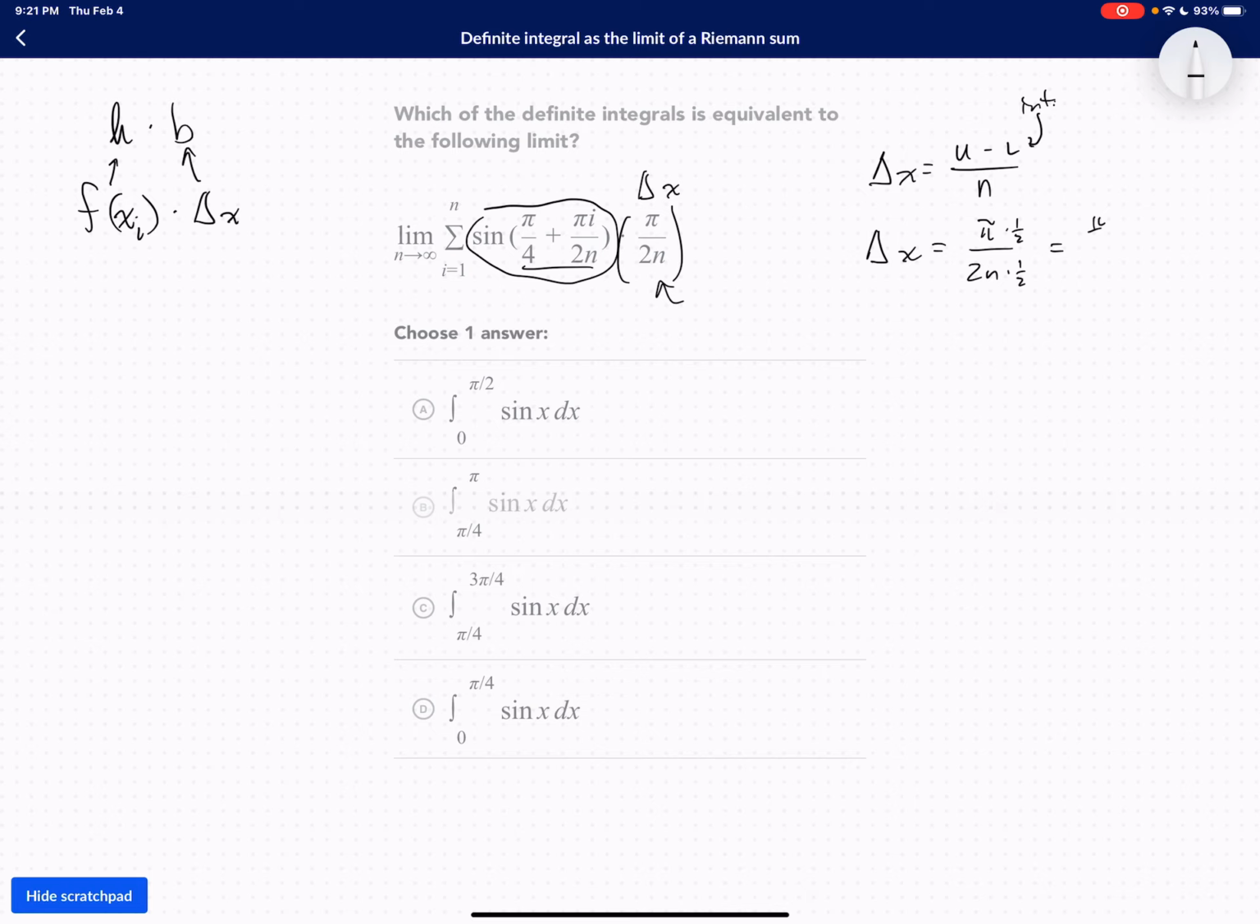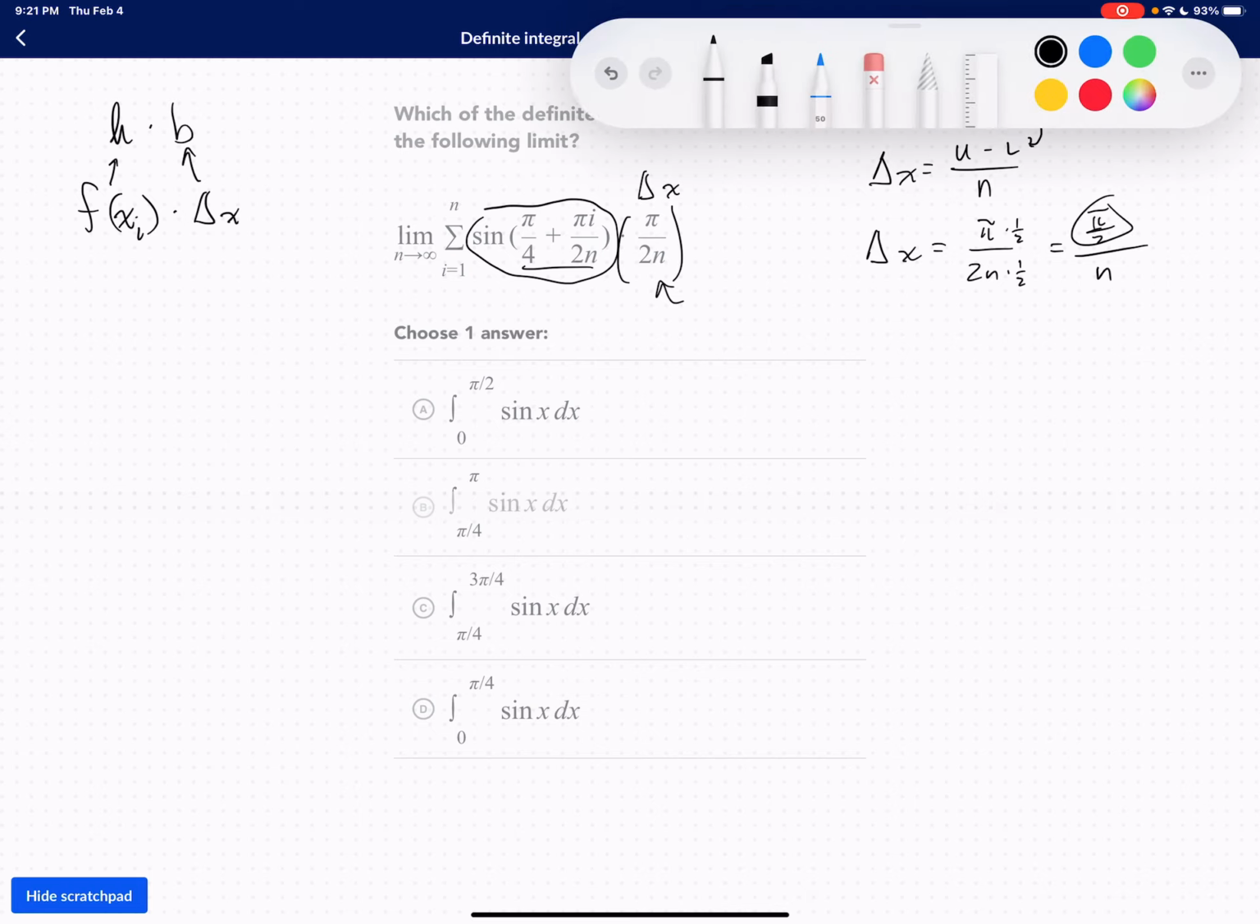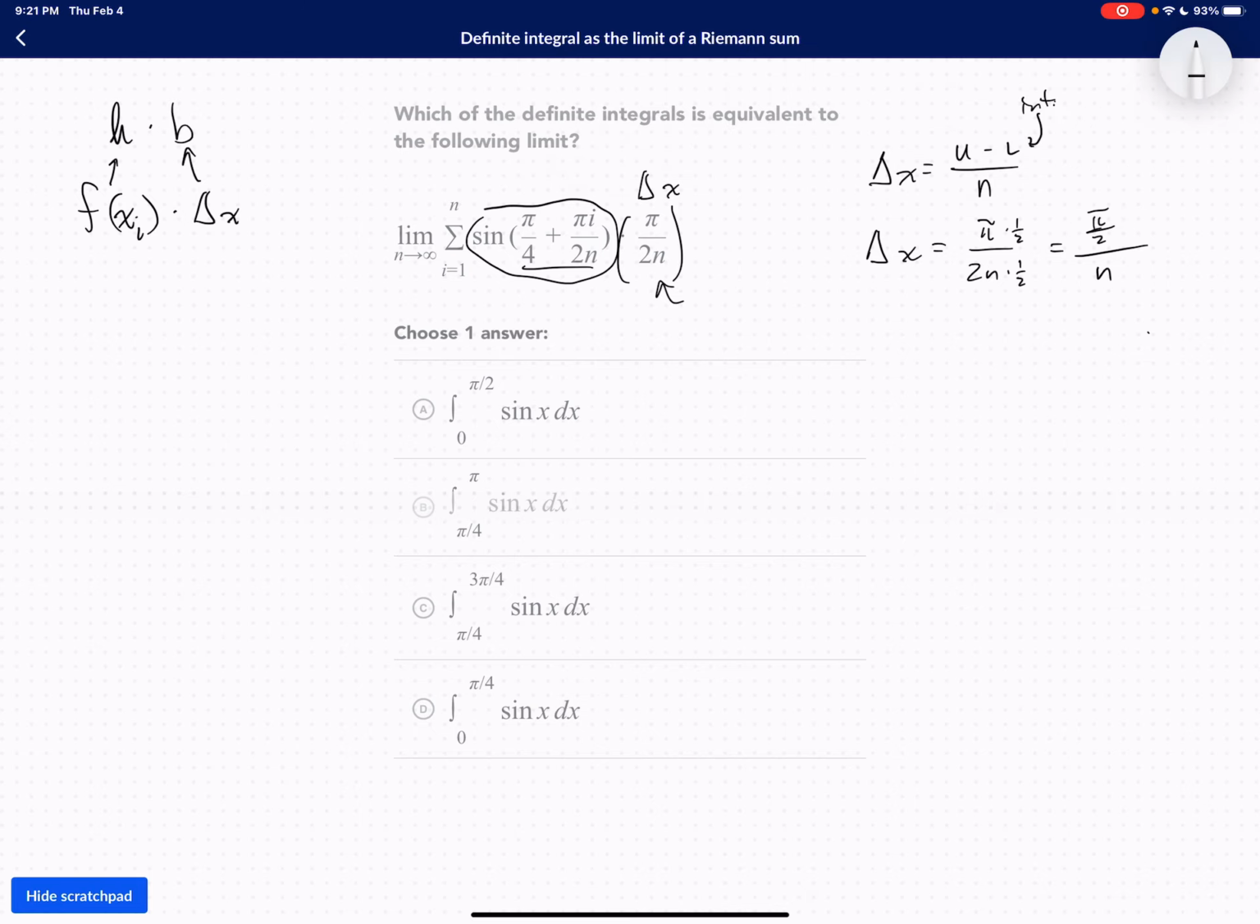So actually, I'm going to write pi on top, so it'll be pi over 2 on top, and on the bottom we'll have an n. And so there you have it. The interval is pi over 2. All right, that's good to know. Let's tuck that away in the back of our head.